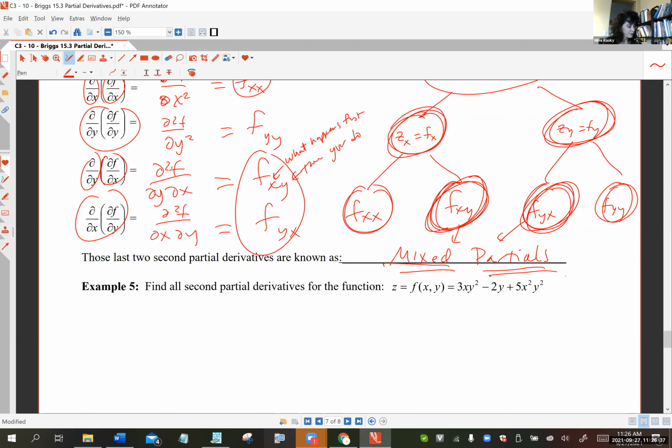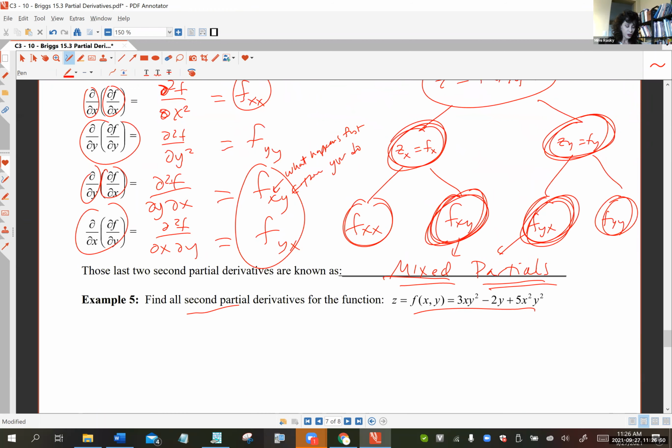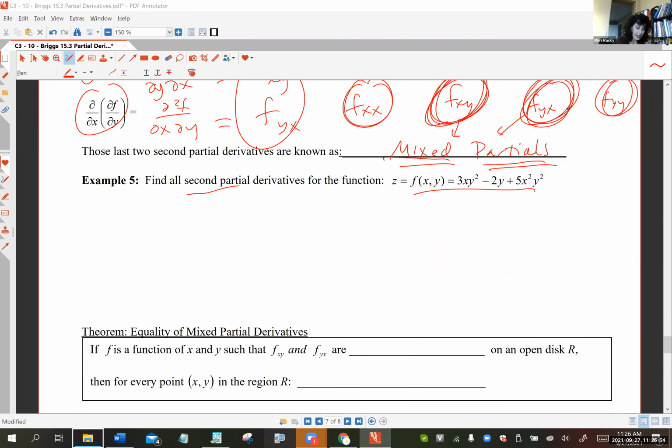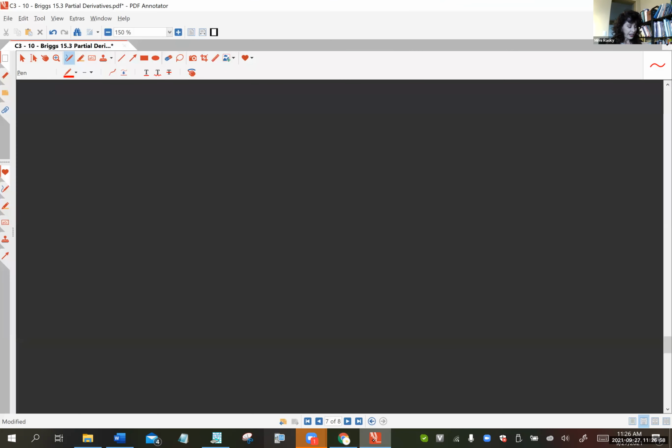Yep, mixed partials. Let's do an example where we find all of the second partial derivatives for this cute little polynomial function, okay? That means we've got to get all four, people. So in order to get the second partials, you have to go get the first partials first. So let's do that real fast here. Let's go get fx and fy.